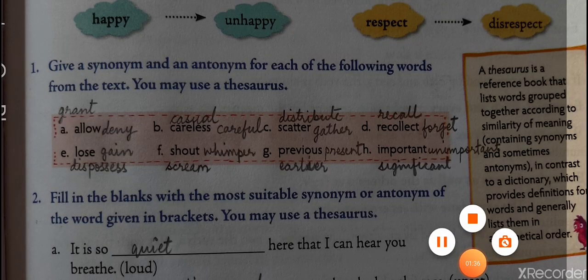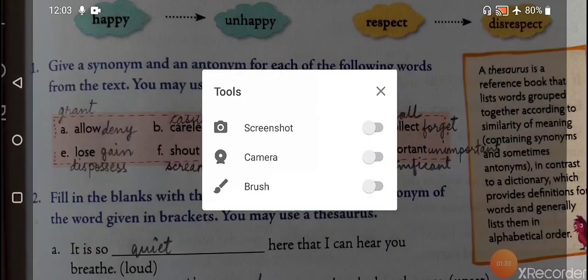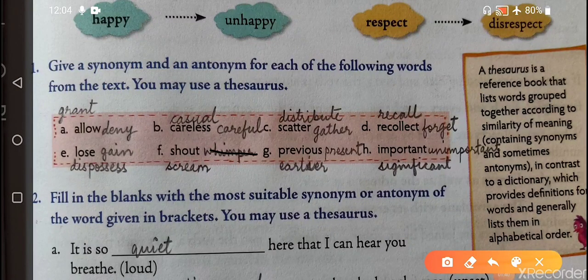This is actually whisper, it is not whimper. I'm so sorry that I have written wrong. It is whisper. Next is previous, so the opposite is present, and the synonym is earlier. Important, the synonym is significant, and the opposite is unimportant. I hope it is clear to you all, and please write the spelling of whisper correctly.